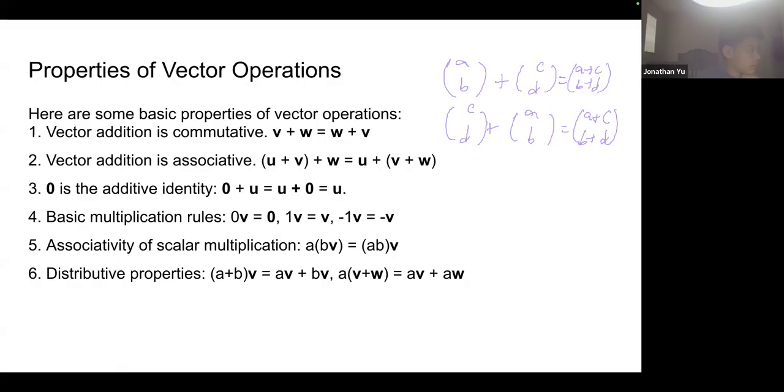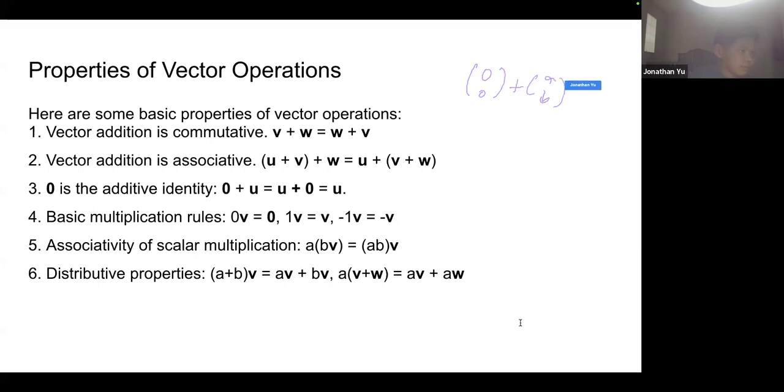The proof of the second fact is pretty similar, because we're just adding the three components, and since normal addition is associative, this is associative too. 0 is the additive identity, again for similar reasons. 0 plus A is A, 0 plus B is B.